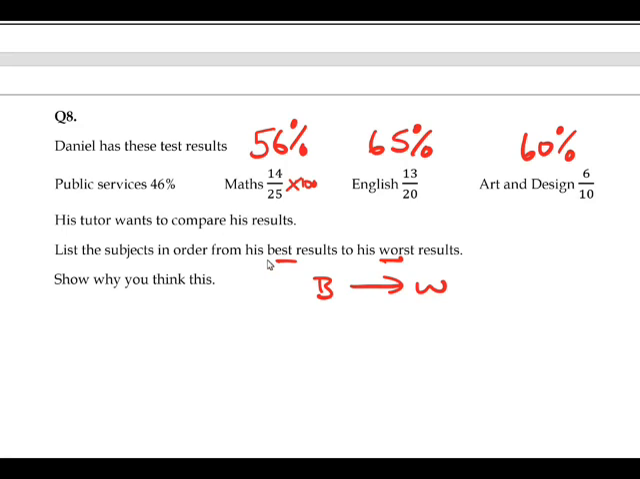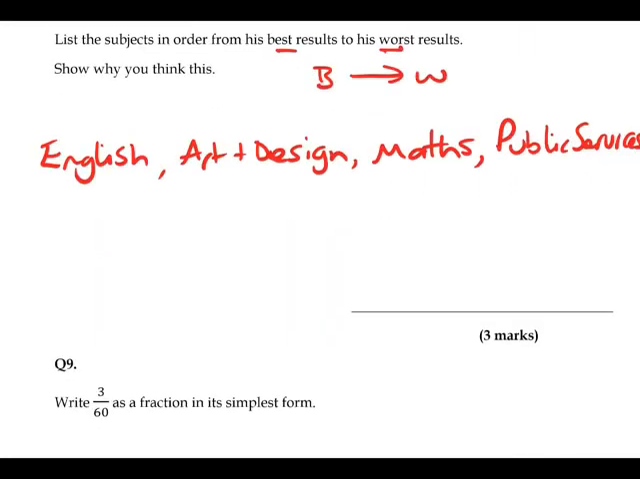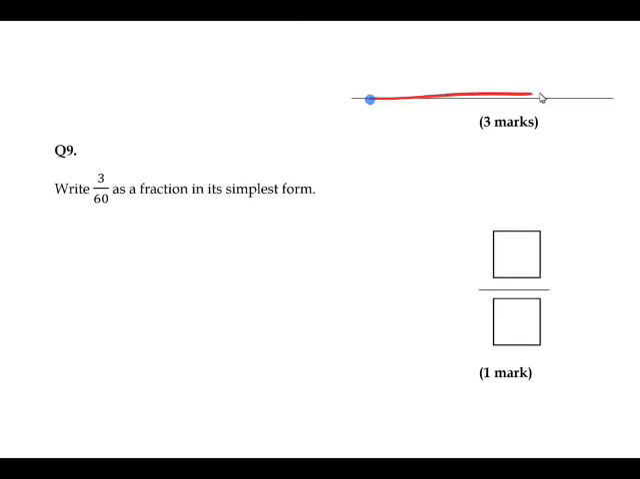So list the subjects in order from his best to his worst. English is his best with 65%. Art and design is next. Then we've got maths at 56%, and then finally public services. And that's the order from best to worst. And of course that will go on your answer line.